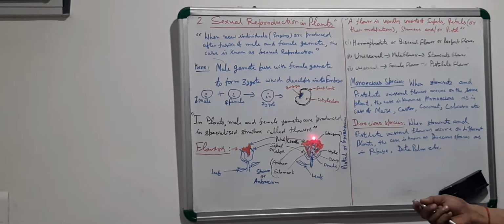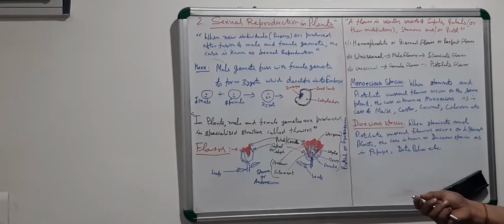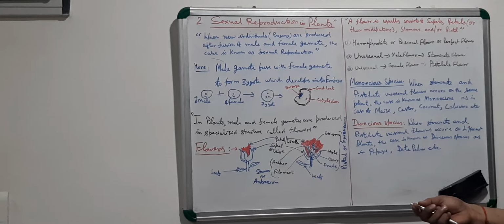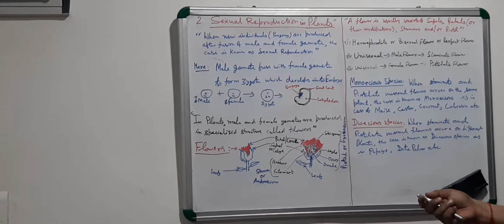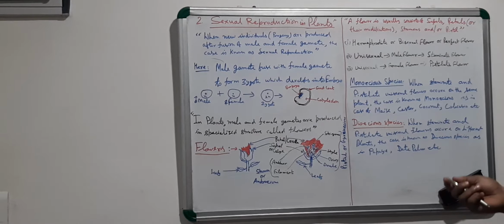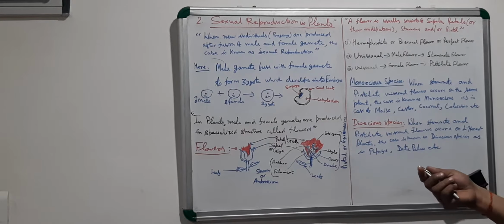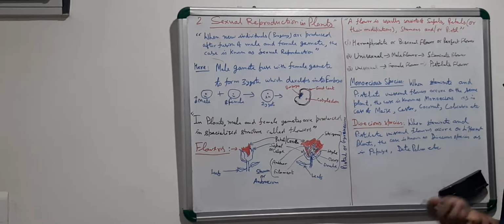And in the female part you have what is known as pistil or gynoecium. It is composed of style, stigma, ovary and ovule. Altogether you call it pistil or gynoecium. So depending upon the presence of male and female reproductive parts, there are different types of flowers in plants.